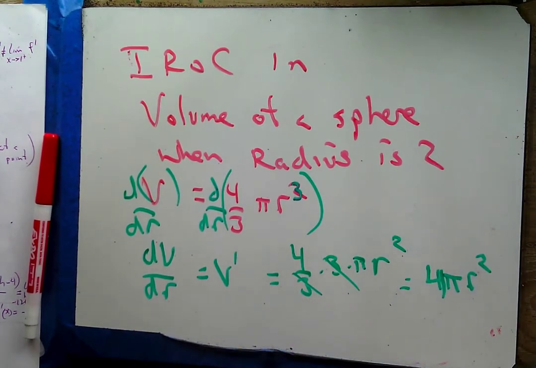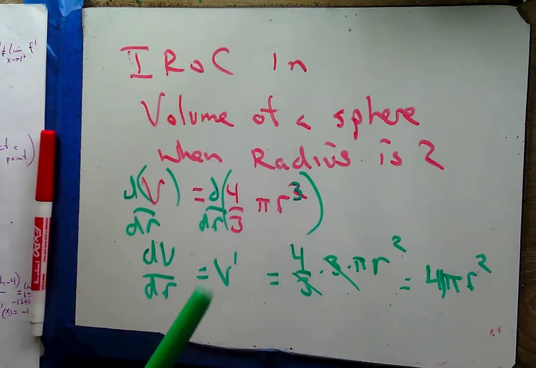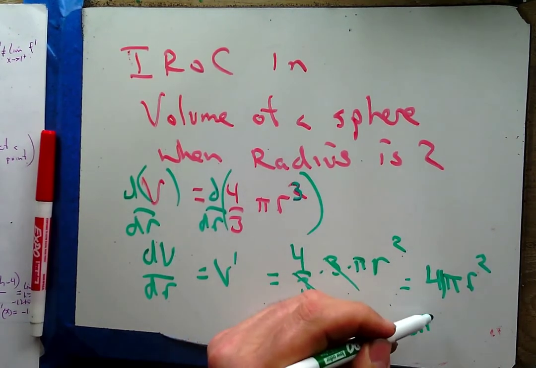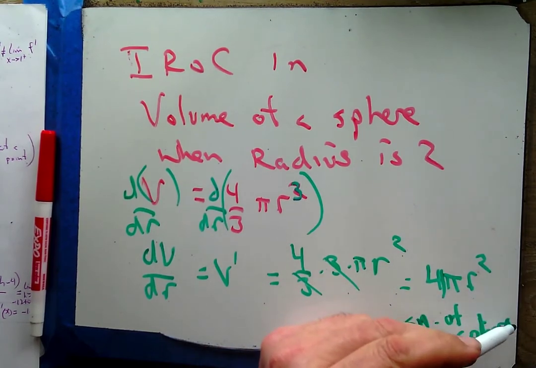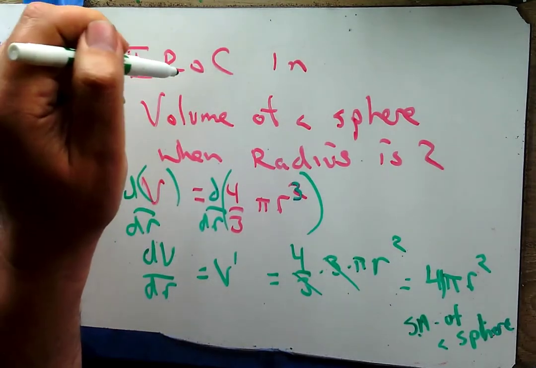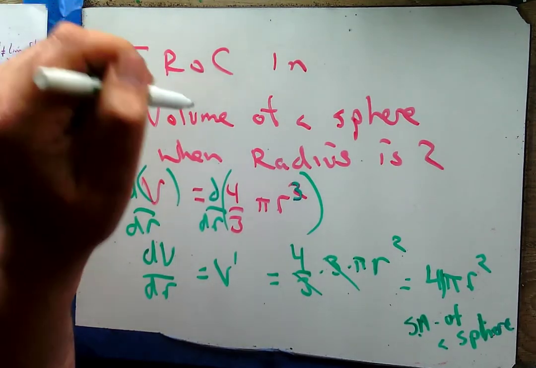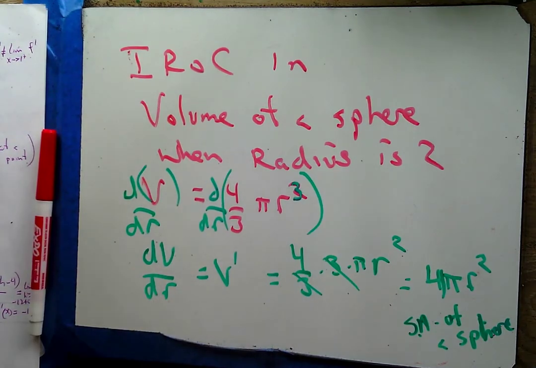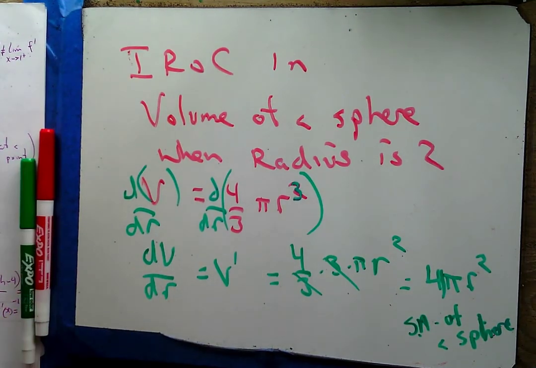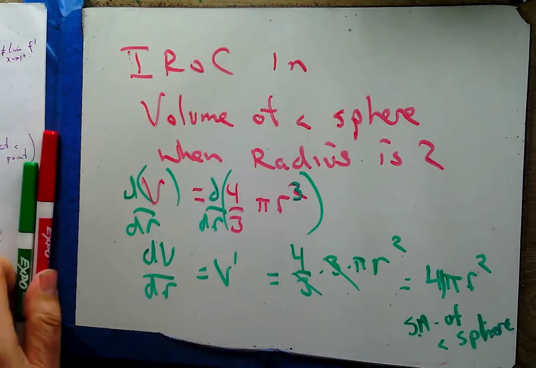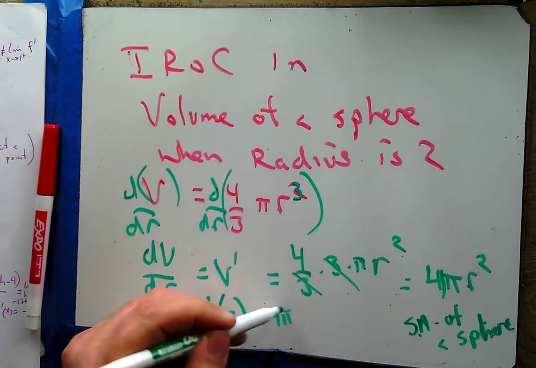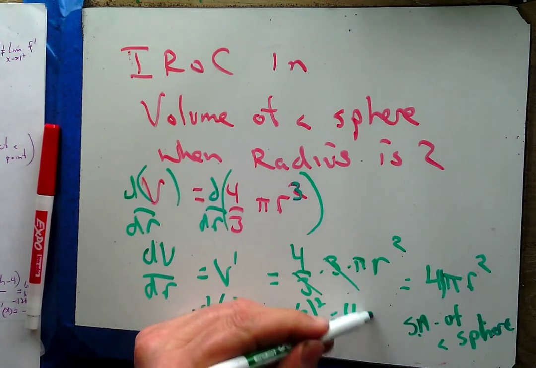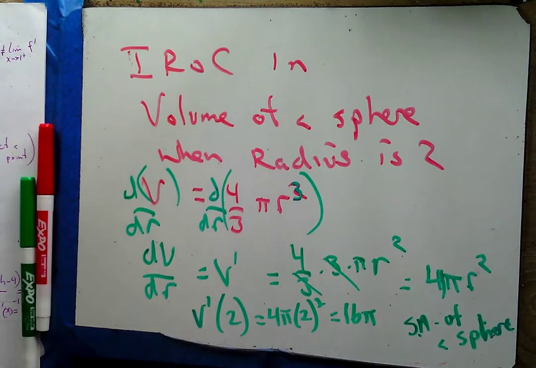Do you remember where 4 pi r squared comes from? Well, that's the formula for surface area of a sphere. Isn't that interesting? The derivative of area of a circle is circumference, and the derivative of volume of a sphere is surface area of a sphere. I find that very interesting. We're not quite done yet. We want V prime of 2, and so 4 pi times 2 squared, or 16 pi, is our instantaneous rate of change in volume of a sphere when radius is 2.